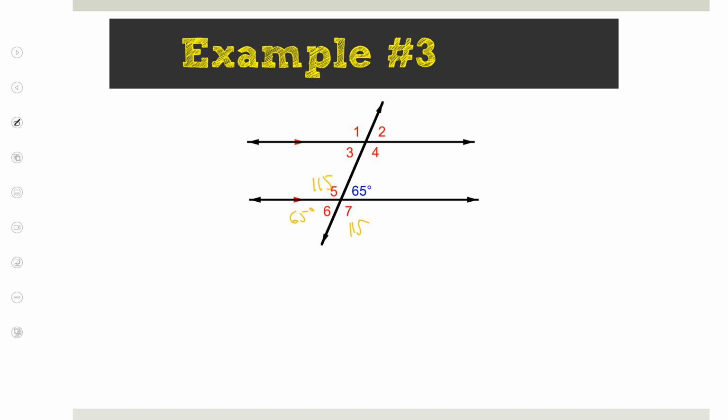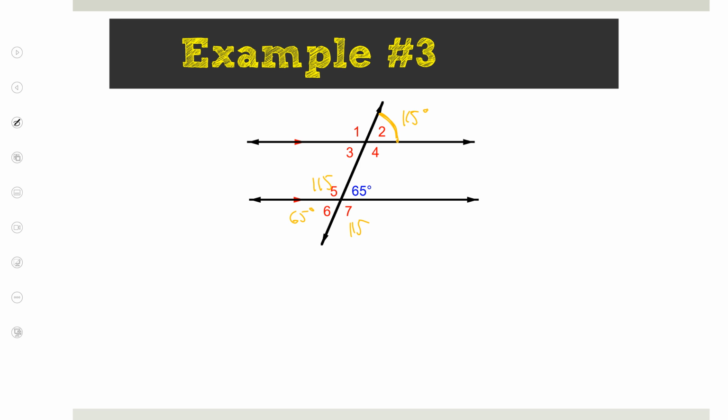Okay, now things get interesting. Annie, in angles 1, 2, 3, and 4, do you have any idea how big those angles are? No. Would you care to guess? Sure. Okay. Well, hold on. Before you guess, I'm going to guess too. I'm going to suggest that that angle is also 115 degrees. How'd I do? It's 65. Why isn't it 115?